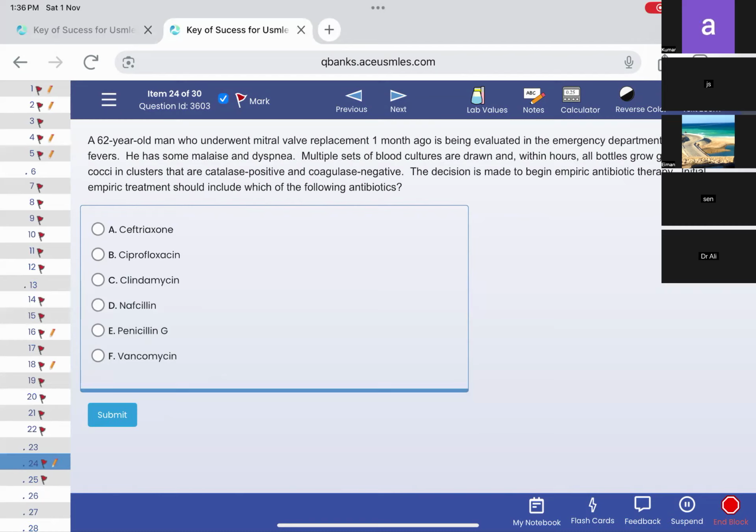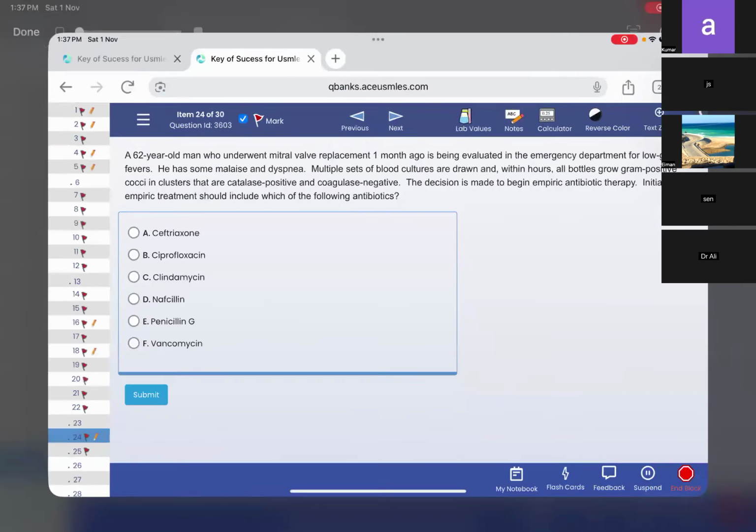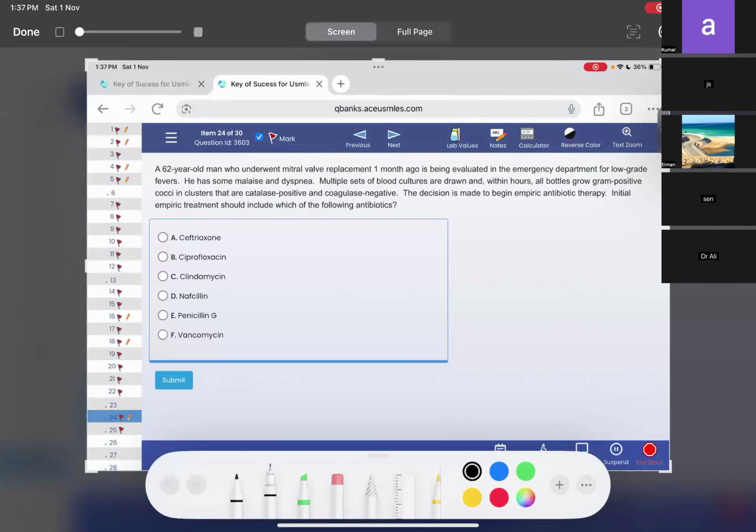Initial empiric treatment should include which of the following antibiotics? A 62-year-old man who underwent mitral valve replacement 1 month ago is being evaluated in the emergency department for low-grade fevers. He has some malaise and dyspnea. Multiple sets of blood cultures are drawn, and within hours, all bottles grow gram-positive cocci in clusters that are catalase positive and coagulase negative. The decision is made to begin empiric antibiotic therapy. Initial empiric treatment should include which of the following antibiotics?